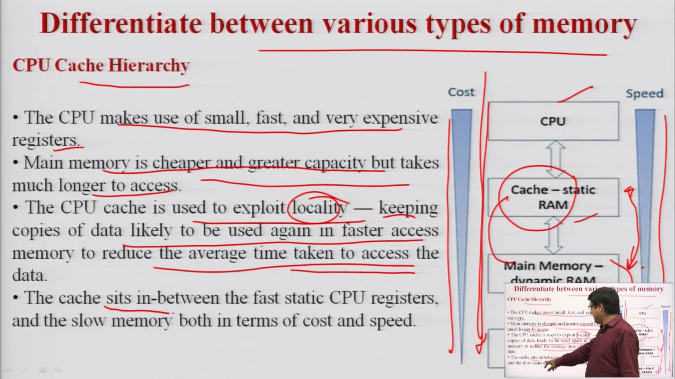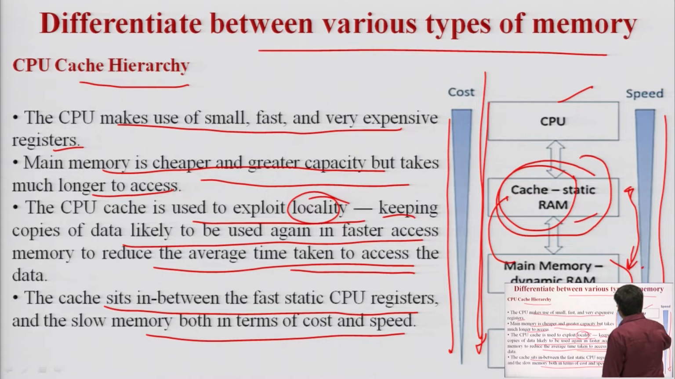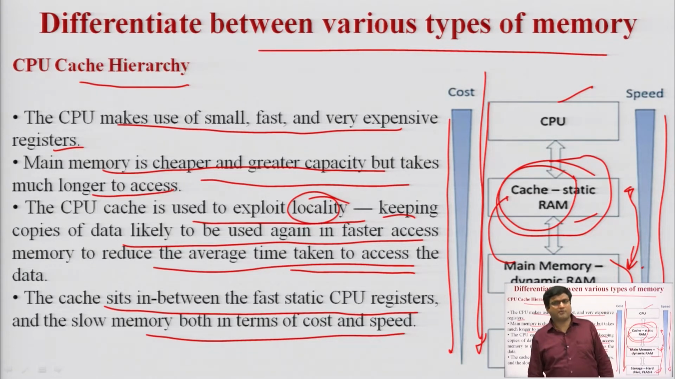So cache sits in between the fast static CPU registers and the slow memory, both in terms of cost and speed. CPU cache memory lies in between the main memory and the CPU, and it has fast execution and low cost as compared to the other devices. So in terms of cost and speed, we can prefer cache memory as compared to the main memory and the tertiary and secondary memories.